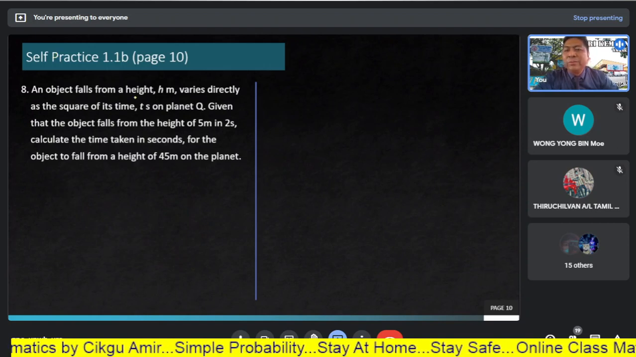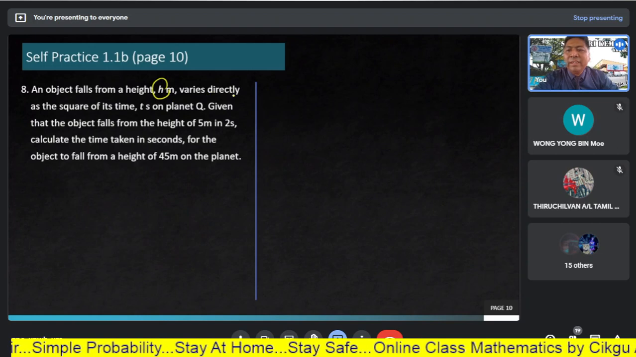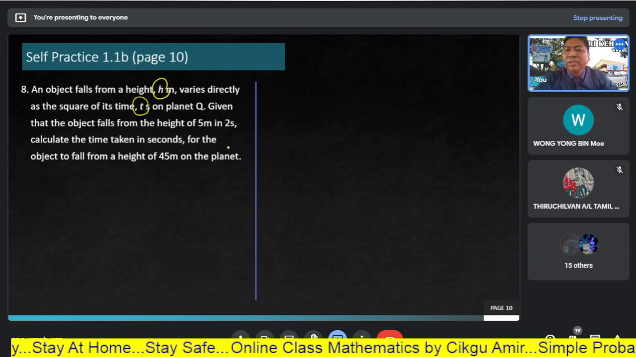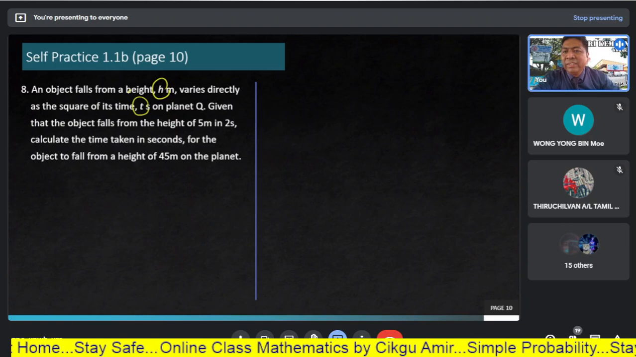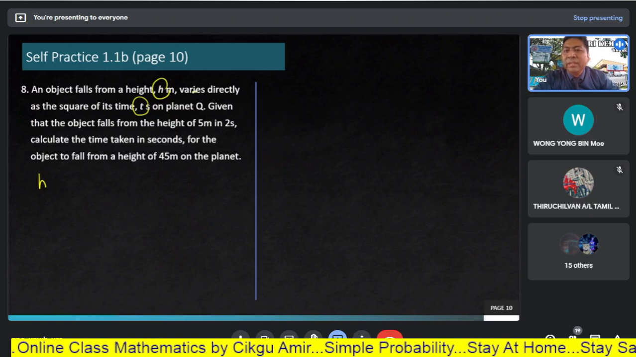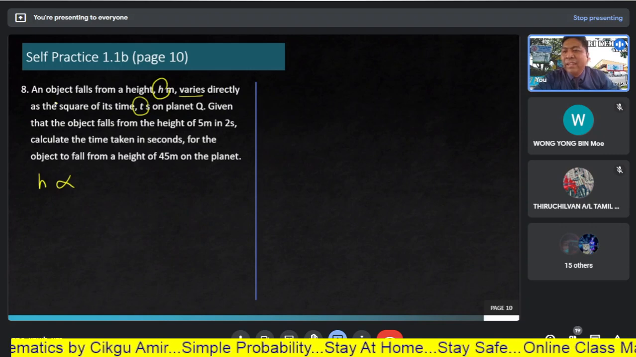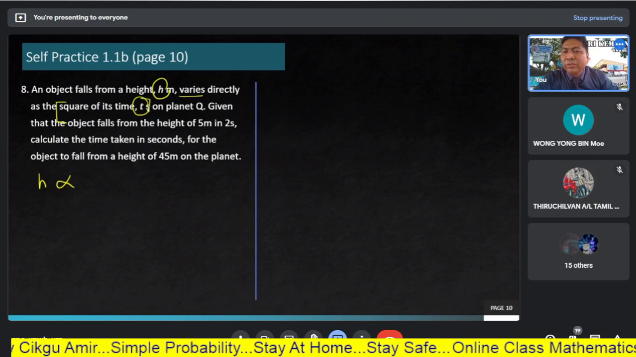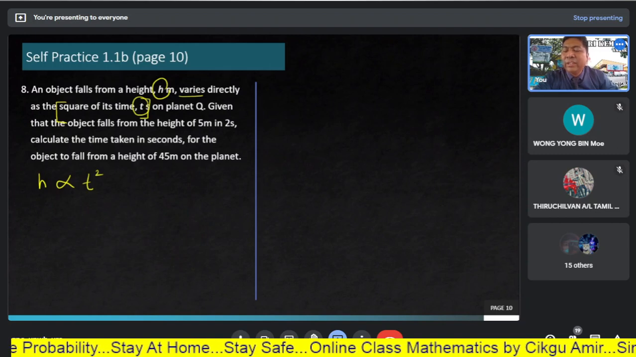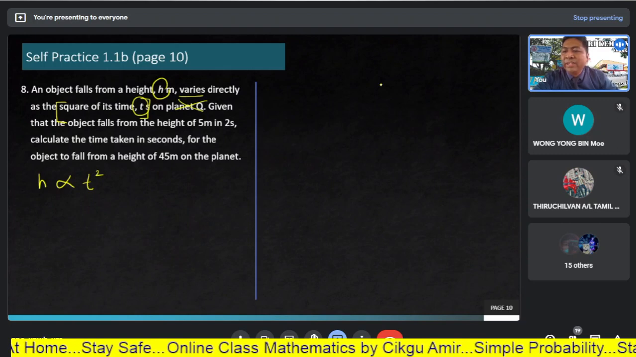An object falls from a height H. So variable number 1 is H. It varies directly as the square of its time, T, on planet Q. So the variation relation has two variables, H and T. H varies directly as the square of T, so T square. Planet Q is just the name of a planet; any planet will be okay. This is the first step.